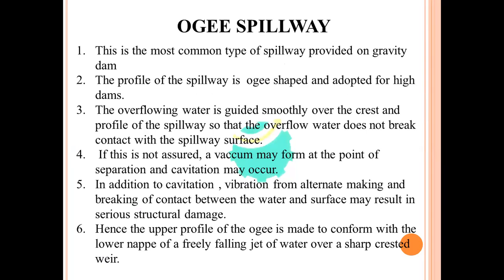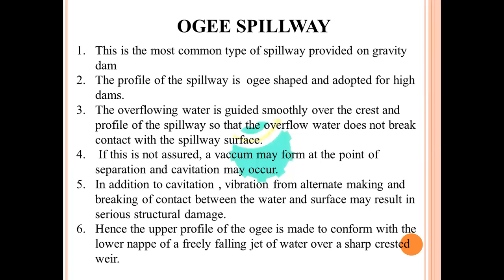Next, very important is the Ogee spillway. This is the most common type of spillway provided on gravity dams. The profile of the spillway is ogee shaped and adapted for high dams. So the profile of the spillway is ogee shaped. The water is flowing in the ogee shape. That's why it is called an ogee spillway.